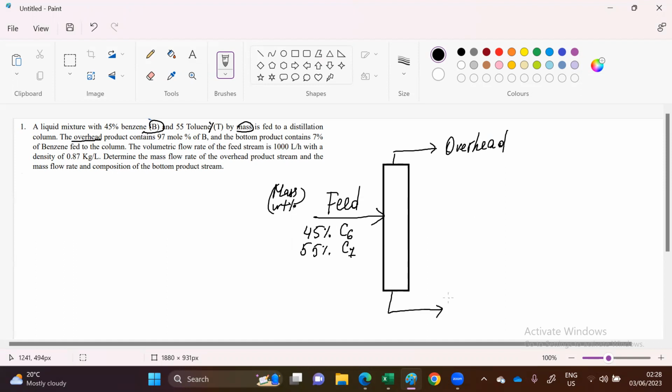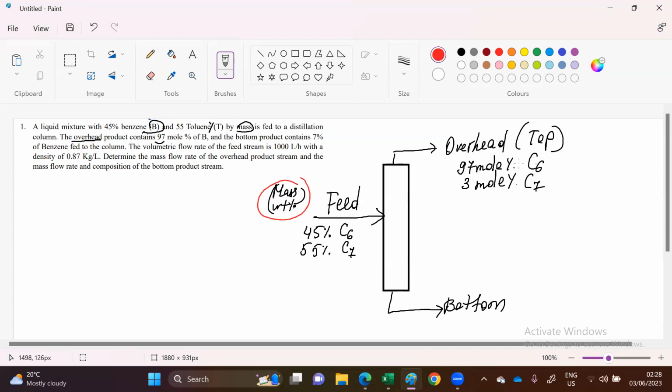This is the overhead, the top product, and this will be the bottom product. The top product contains 97 mole percent of benzene, 97 mole percent C6, right? And the bottom product, okay, now we are in the bottom. It means the remaining will be toluene, right? 3 mole percent C7. And be attentive here, because the composition is given in mass, but this one is given in mole. It means we need to do some conversions while solving the problem.